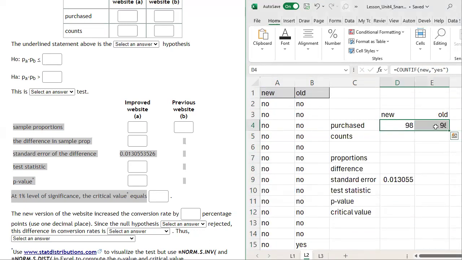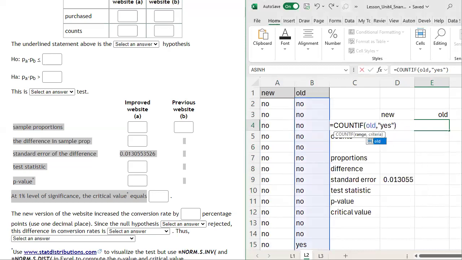I'm going to drag this over to here. I'm going to change new to old. Now it is counting everything in the old box if yes.